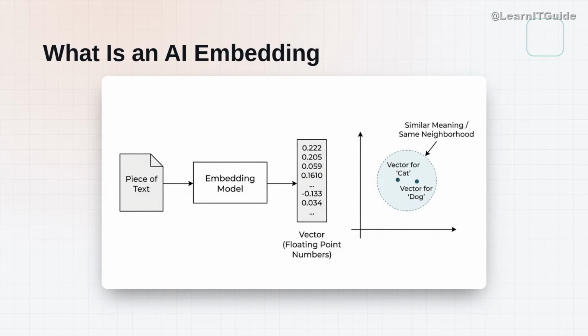So what is an AI embedding exactly? Imagine you are building a massive library. Instead of organizing books by title, you organize them by the actual meaning of their content. An embedding model takes a piece of text and converts it into a long list of floating point numbers. This list is a vector. If you have two sentences with similar meanings, the vector math ensures they exist in the same neighborhood of that mathematical space. It is like mapping concepts onto a globe where proximity equals semantic similarity.